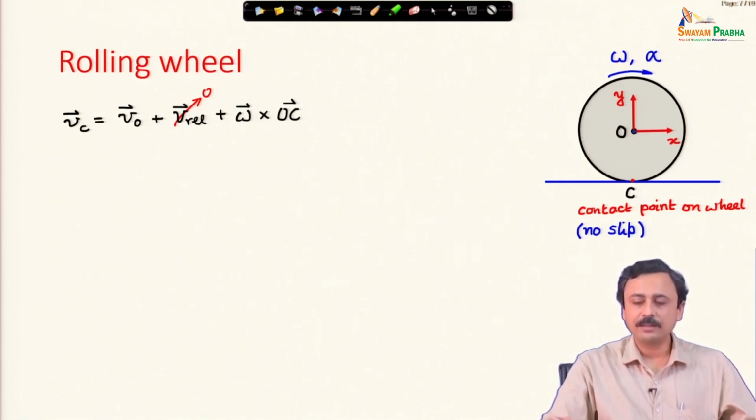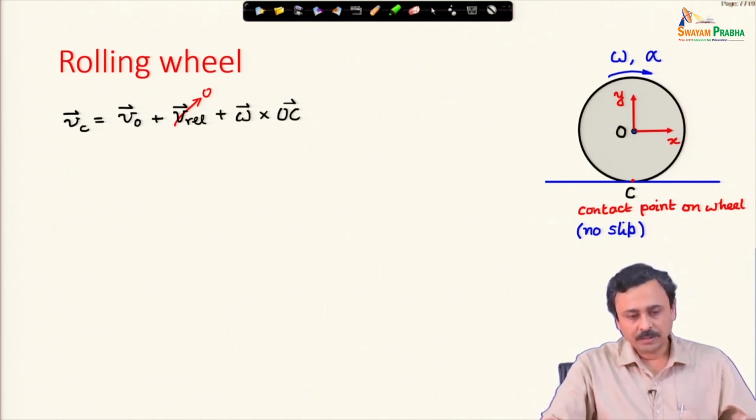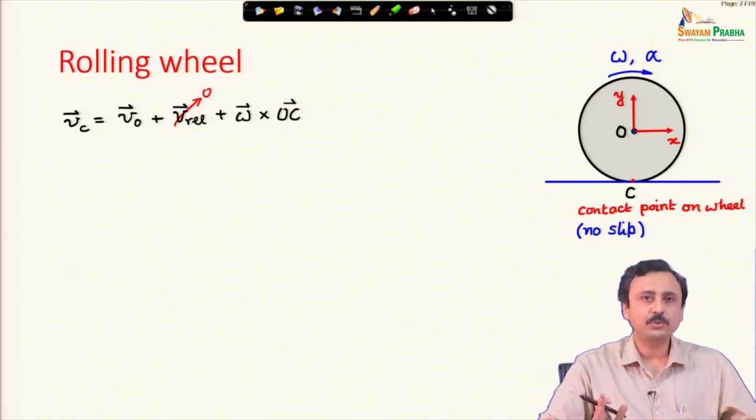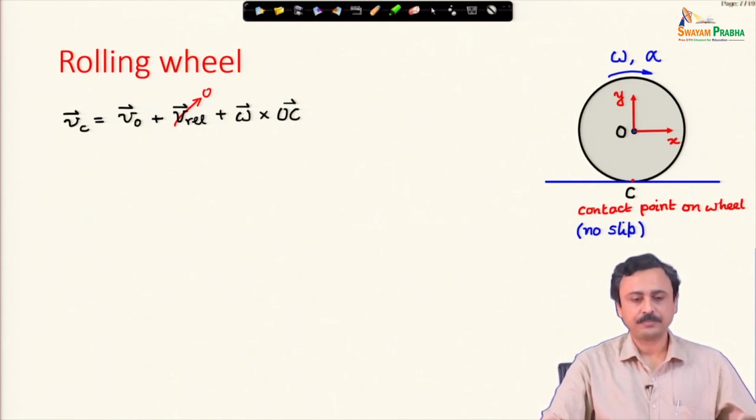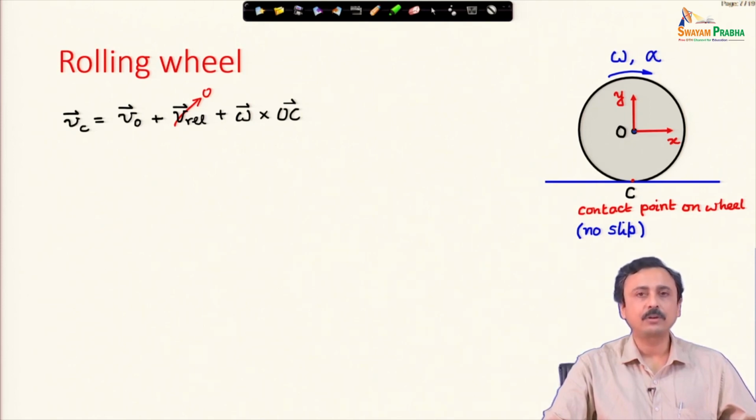This frame xy I am considering as a translating frame. The origin of the frame is sitting at O, the geometrical center of the wheel, and x is always horizontal. This is a non-rotating frame. I am trying to express the velocity of point C in this non-rotating frame with respect to the center of the wheel. So, V_C is V_O plus V_rel plus omega cross OC.